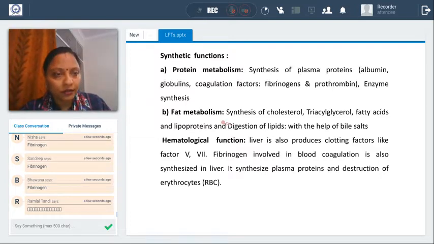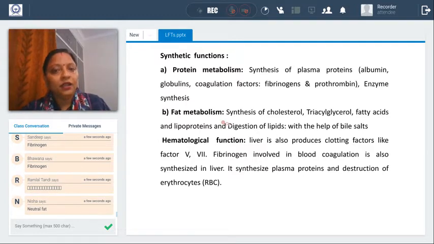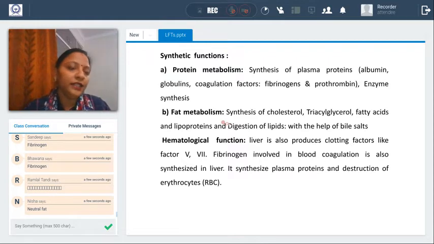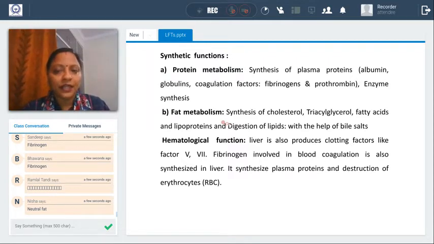Triglyceride or TG or neutral fat. Okay. Next, various fatty acid synthesis and lipoproteins, digestion of lipids with the help of various bile salts. We will discuss in detail about bile acids and bile pigments, bile salts.